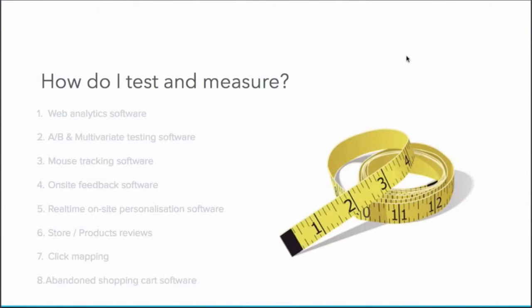Real-time on-site personalization takes it one step further. With this software, you can make your online store look different based on the person visiting your store. So that means that you can highlight certain products based on the interest of that person. iCunomy is one of the companies that offer this service.